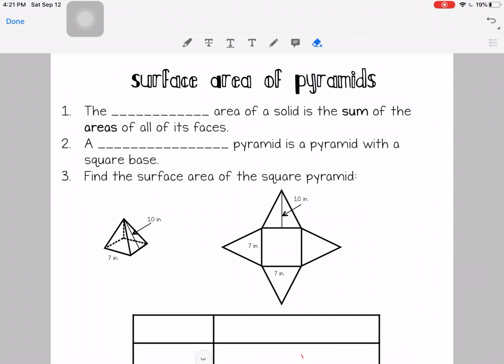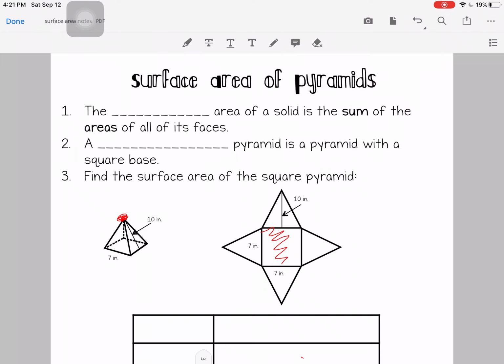Today's notes are on surface area of pyramids, specifically a square pyramid. The square pyramid gets its name because it has a base that is a square. And it's a pyramid because it has surrounding triangles that come up to a point or one vertex. So we call it a pyramid, just like the ones that you can find in Egypt.